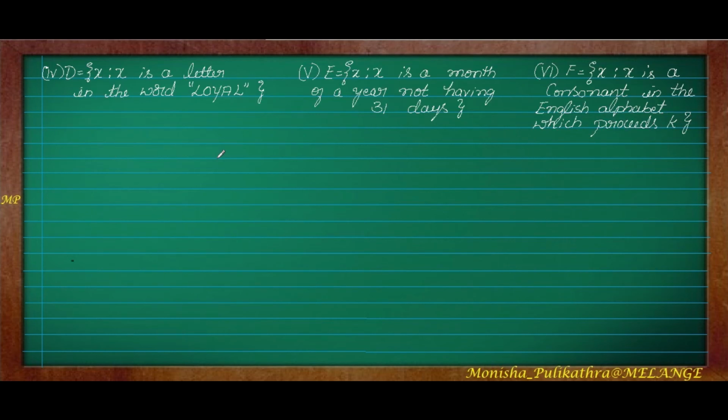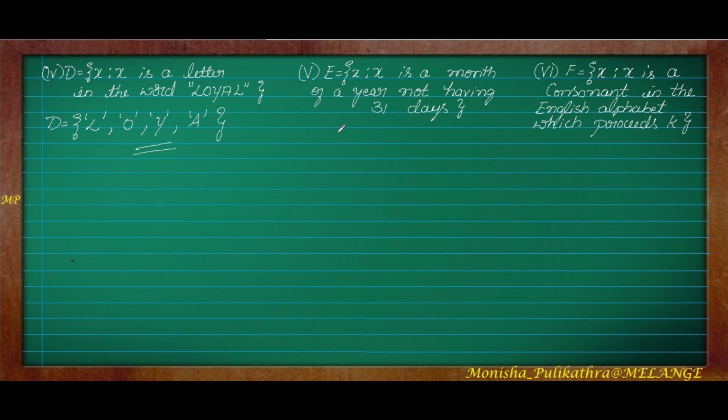So moving on to the fourth question. The fourth question is set D, where x is a letter in the word loyal. So we have to find the letters in the word loyal. I have already told you in the previous sum that if the letters are repeating, we have to write it only one time, and the rest of the letters we write as it is. So here the letters are first L, next O, next Y, and next A. And L is repeating, so we write it only one time. So these are the elements which come under set D.